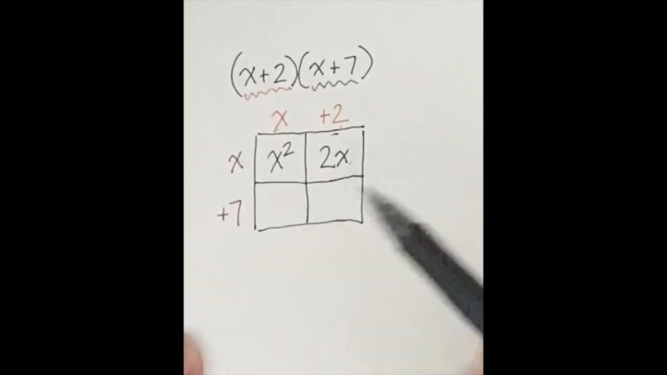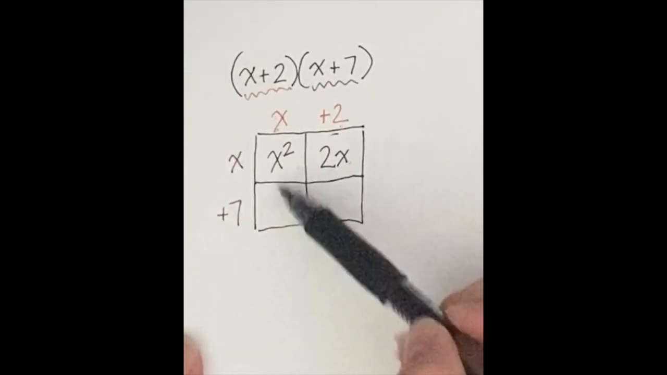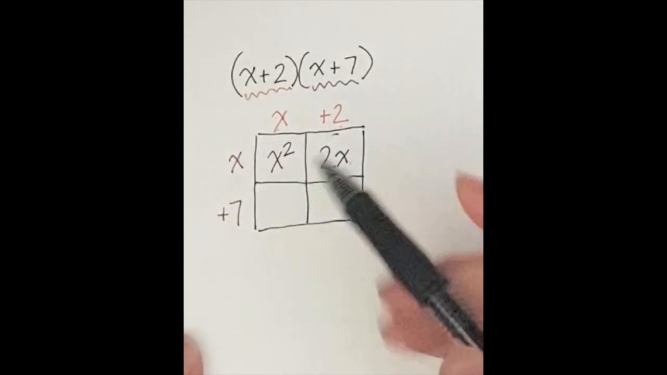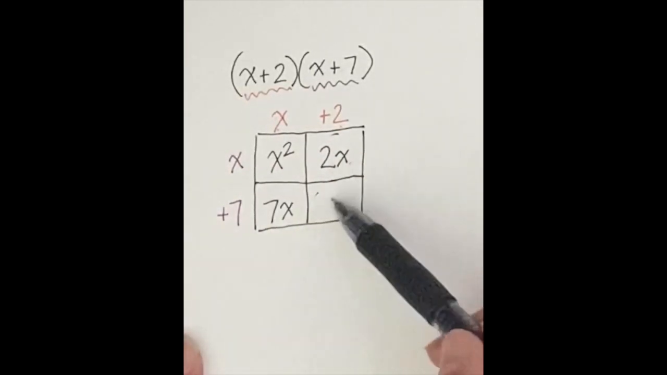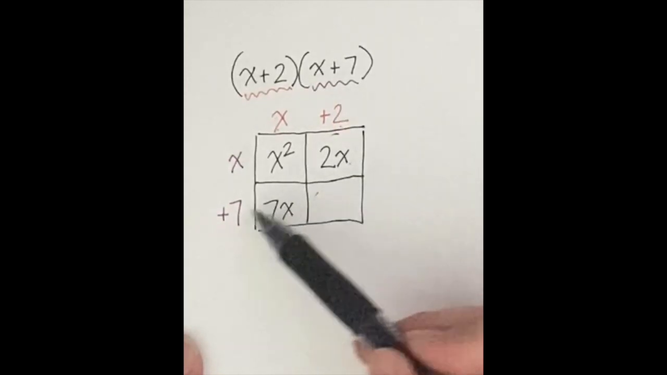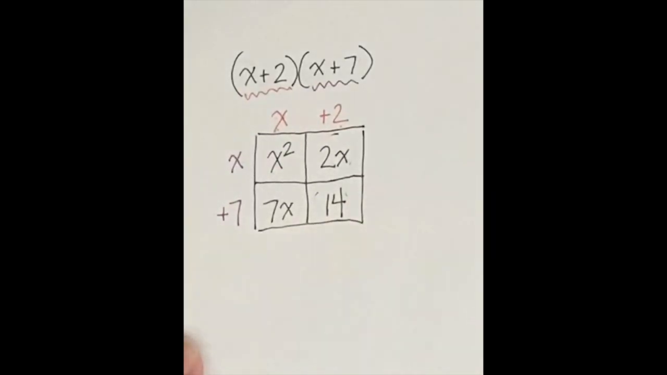Remember, to fill these in, you are multiplying. And right here, I've got x times 7. X times 7 is 7x. And for our final one, we've got 7 times 2, which is 14.